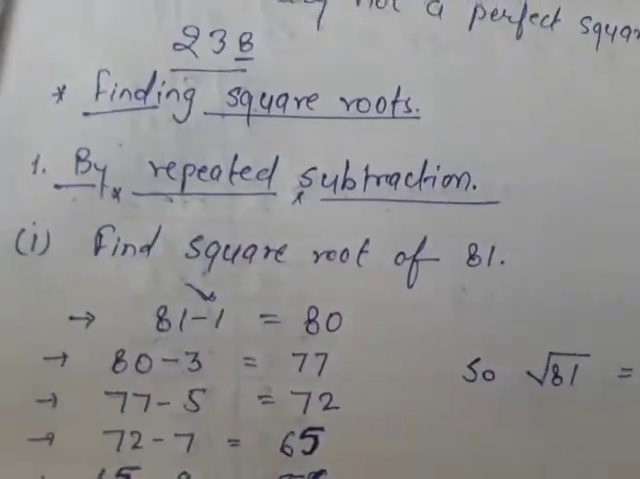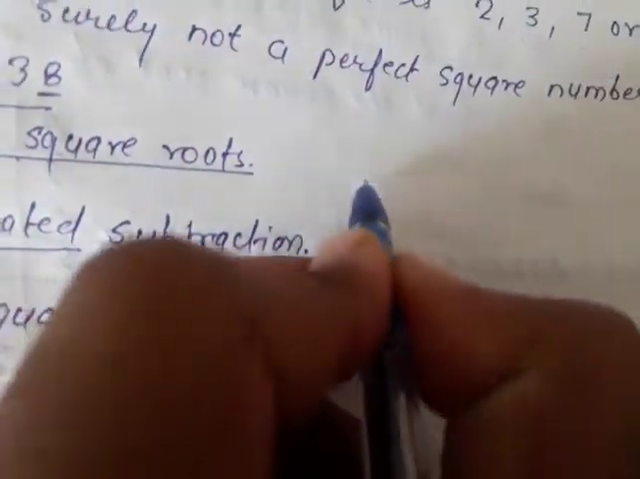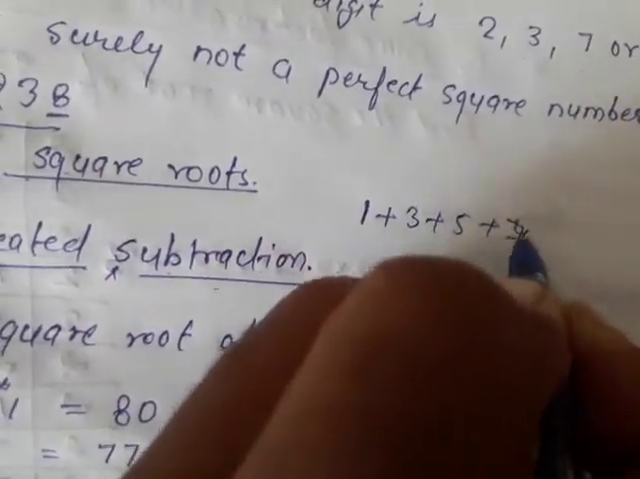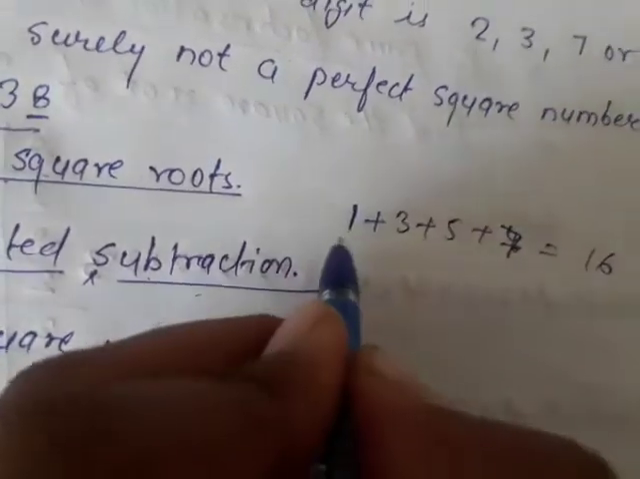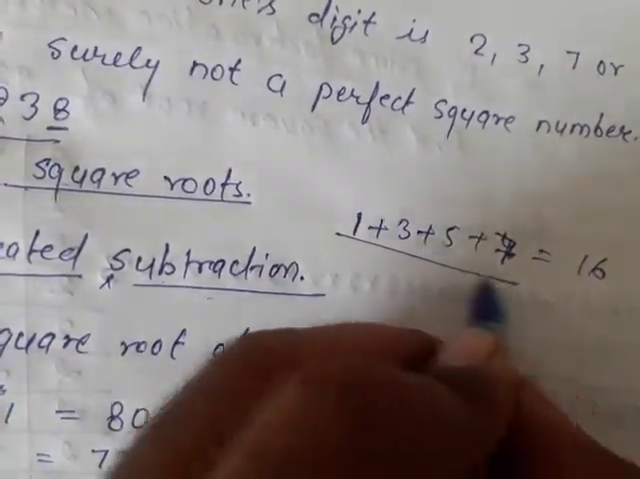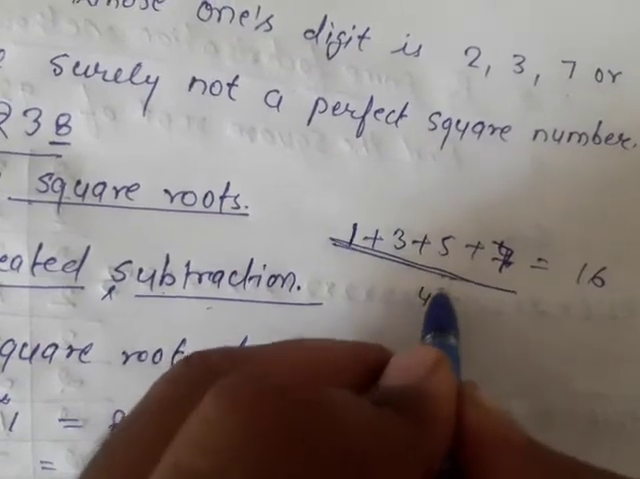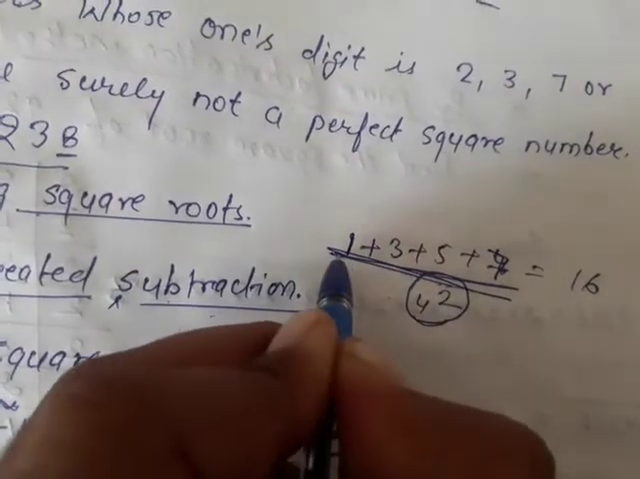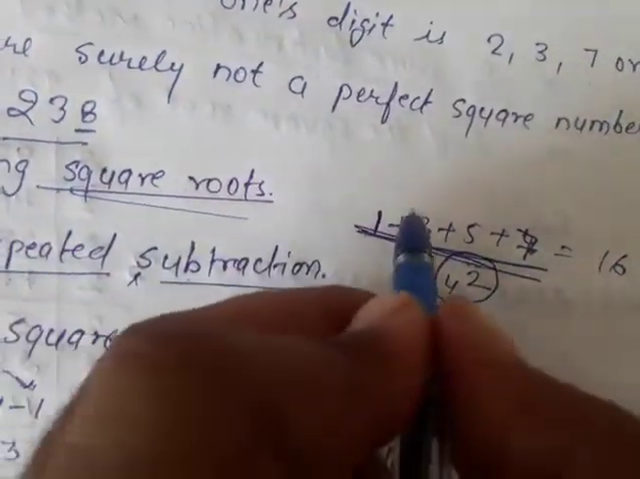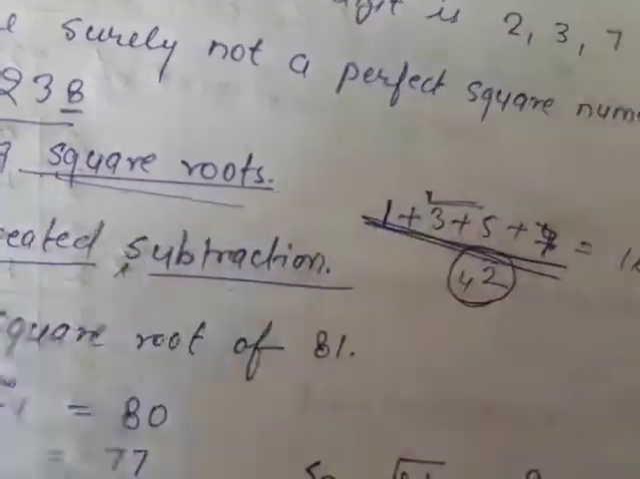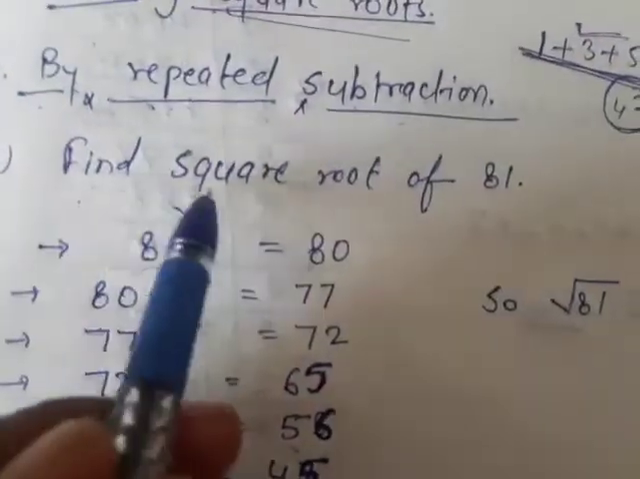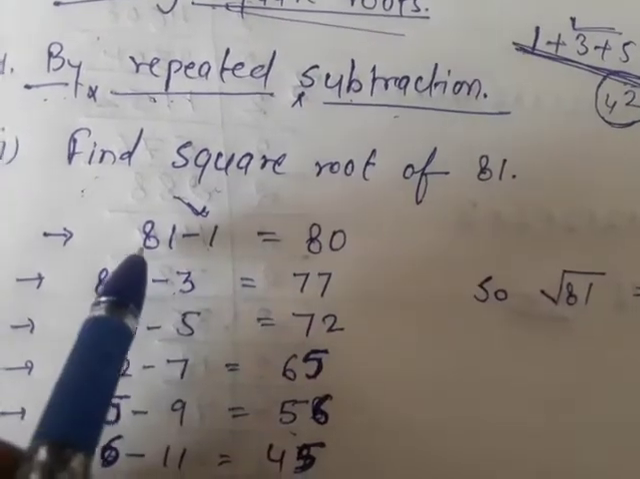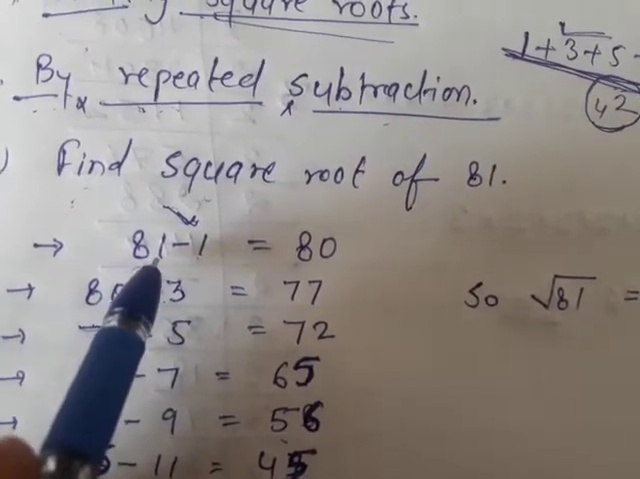In our previous class we discussed that the sum of consecutive odd numbers gives a square. For example, the sum of 4 consecutive odd numbers, 1, 3, 5, 7, is 16, which is 4 squared. So to find the square we add consecutive odd numbers, and to find the square root we subtract consecutive odd numbers. For example, find the square root of 81. To find the square root of 81 we use subtraction of odd numbers.